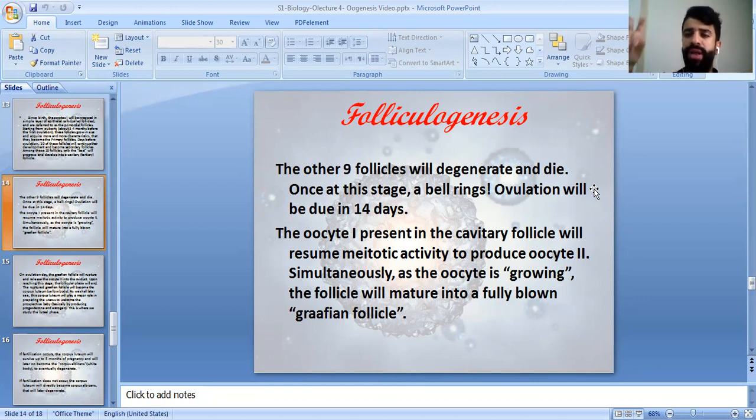Then the bell rings, and this means that we have ovulation. Ovulation occurs at day 14. So oocyte 1 present in the cavitary follicle will resume meiotic division to produce oocyte 2. The oocyte 2 is growing, so surely the follicle will mature and develop to give a fully grown follicle, known as the Graafian follicle. So here, during ovulation, the follicle is called the Graafian follicle.